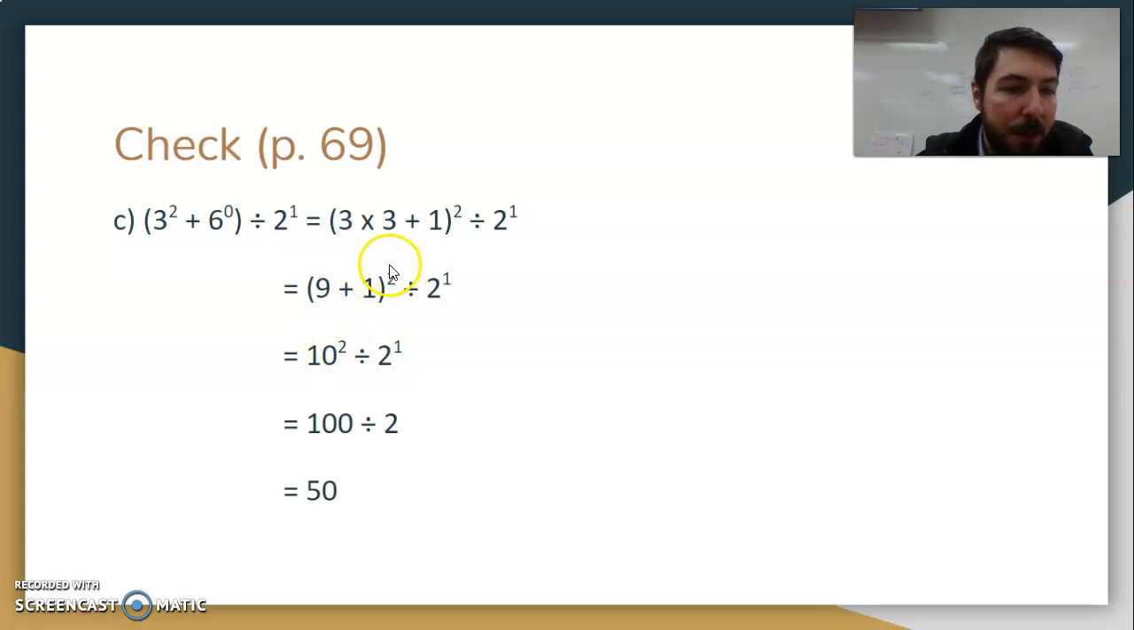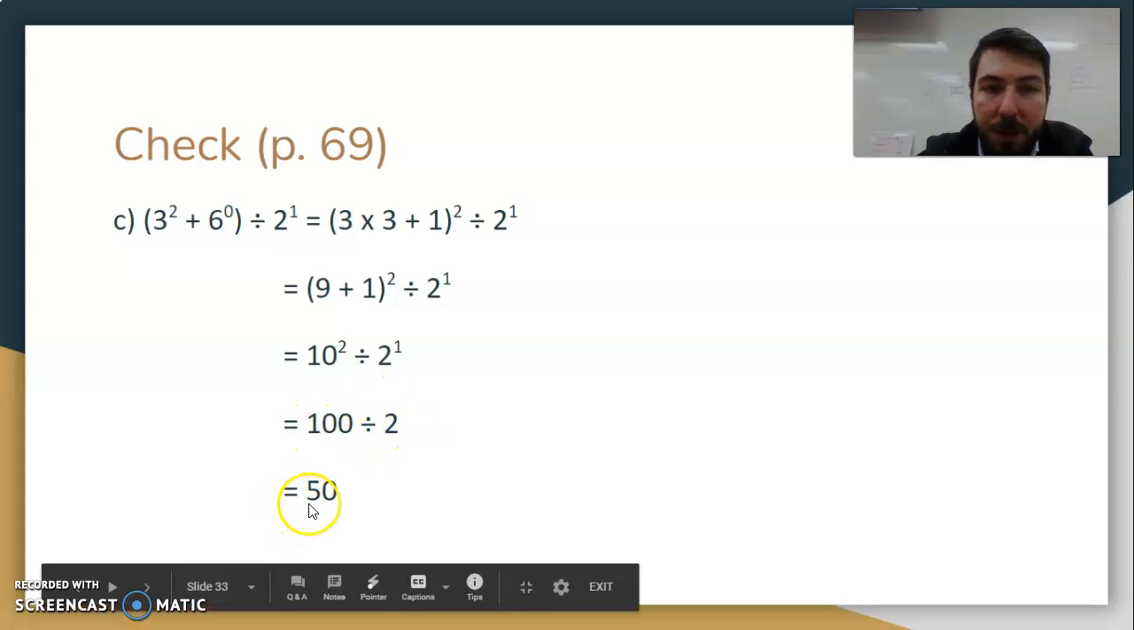And then, I didn't put the squared here, I must have forgot about that, but there is a squared here. So we're left, once we evaluate the brackets, we're left with 10 squared. Then we have 10 squared divided by 2 to the power of 1, so we can simplify these exponents. 10 squared is 10 times 10, which is 100. 2 to the power of 1 is just 2. And now that our exponents are solved, we can do the dividing. So 100 divided by 2 is 50.